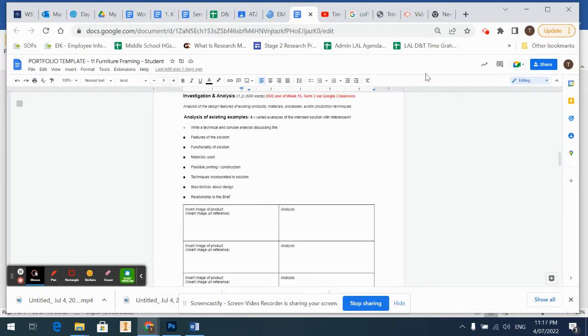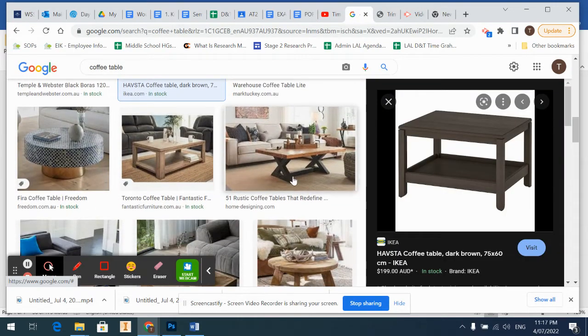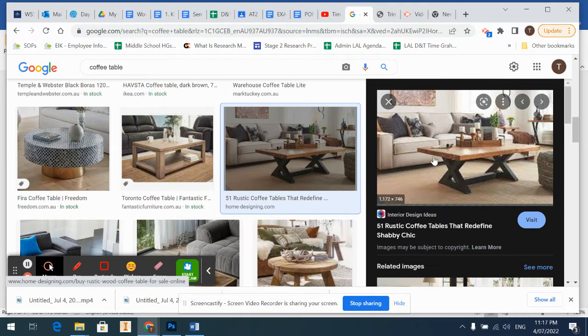So when we find something that we like the look of, we want to make comments on the features, so what it's got, the function, what it does. So if we're talking about the features, let's have a look. With this one here, we could say it has crossed over legs that are connected by a lower rail with a solid timber top.